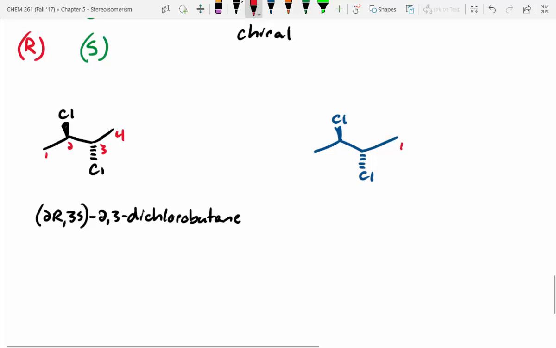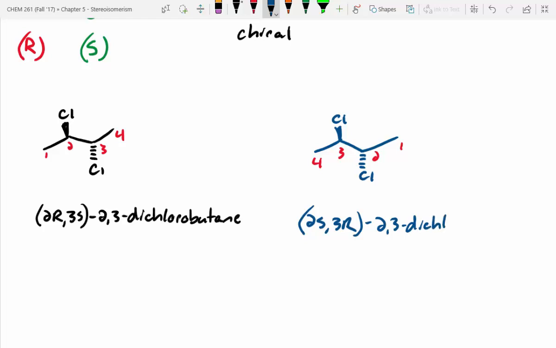And then I go 1, 2, 3, 4. I could number it that way, right? We've got the substituents still coming off of 2 and 3, but what would this be called? 2S,3R. 2,3-dichlorobutane. Which one's right? They're both right. This gets tricky.